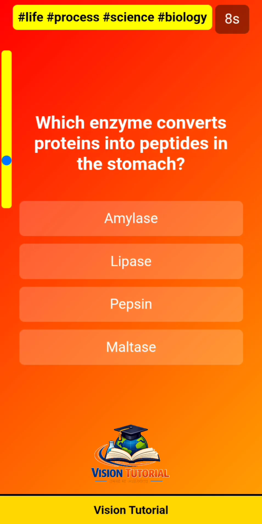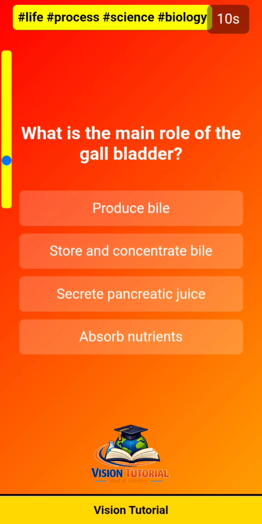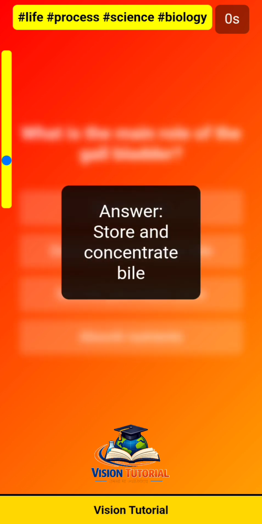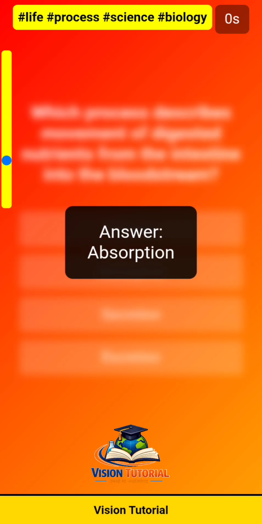The question is, which enzyme converts proteins into peptides in the stomach? Answer: pepsin. The question is, what is the main role of the gallbladder? Answer: store and concentrate bile. The question is, which process describes movement of digested nutrients from the intestine into the bloodstream? Answer: absorption.